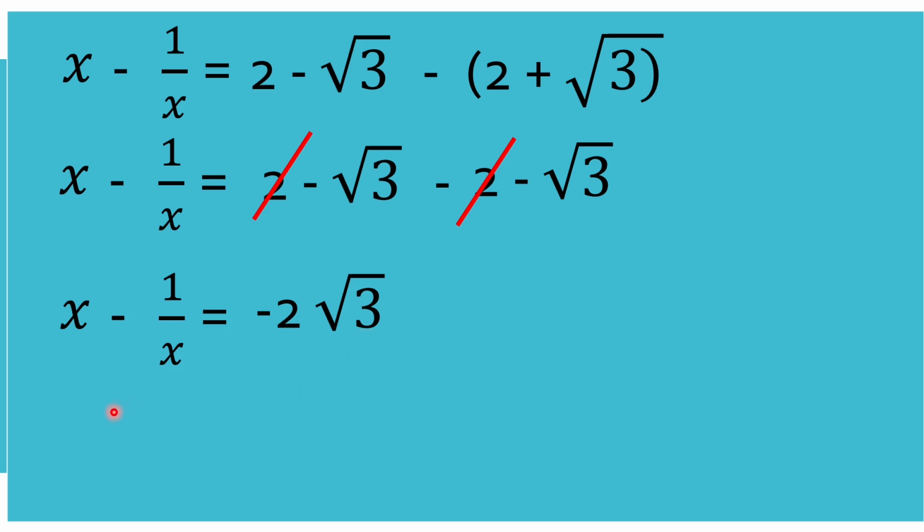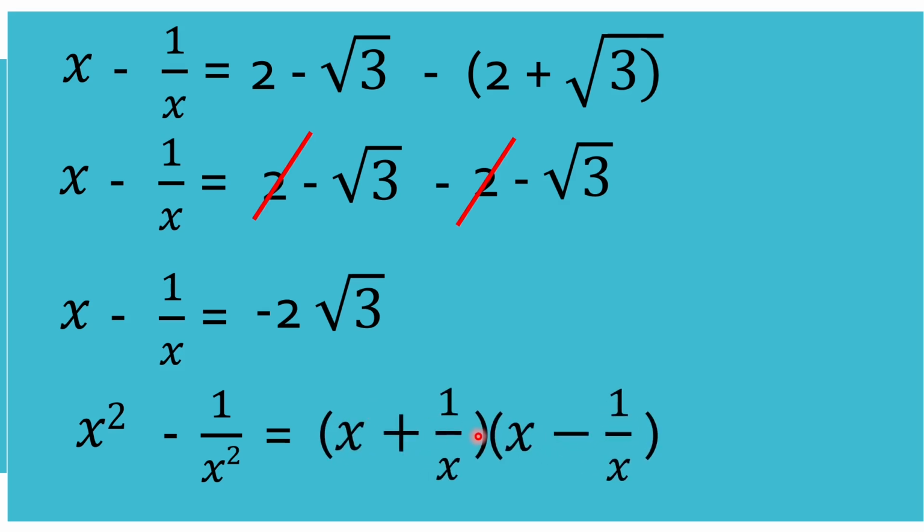And in the next step, here we cannot square on both sides, because if we take square on both sides, this value again will become x square plus 1 over x square. So it will not give us the required value, which is x square minus 1 over x square. For this purpose, we can write x square minus 1 over x square equals x plus 1 over x into x minus 1 over x, using the algebraic identity a square minus b square equals a plus b into a minus b.